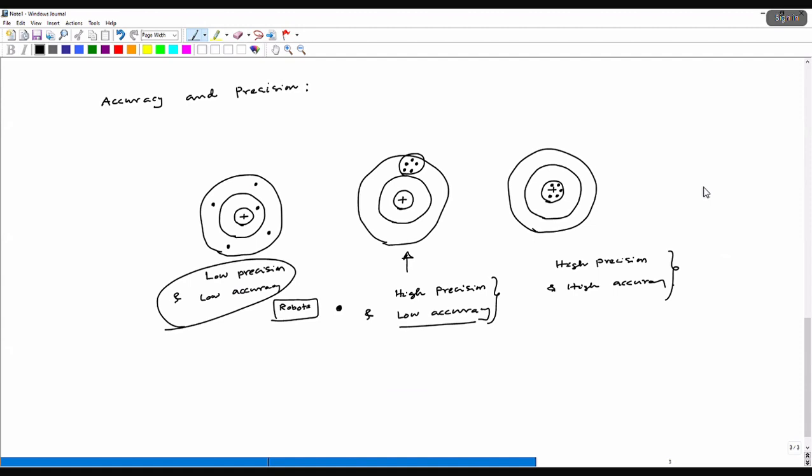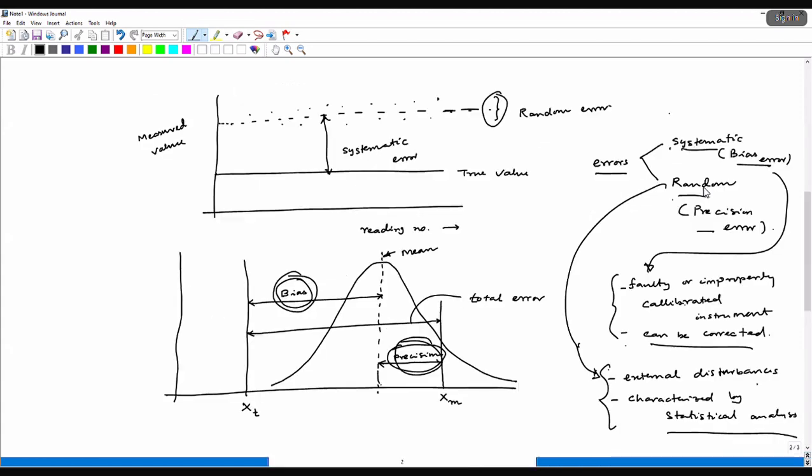Sir, basically the Gaussian curve that you have shown just before this. If I want to plot these three situations on that plot, in the first case, if I've understood correctly, the random error will be very high compared to the bias error. So the bias error and the precision error both will be very high. The Gaussian curve will be very wide, and the mean will be very different from the true value. It can be something like this, right?